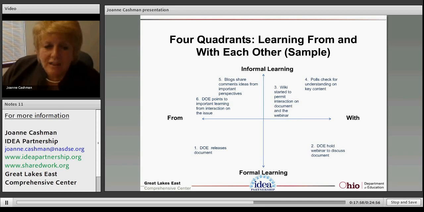Then let's take a look at number four. After looking at this wiki, let's say the department took a look at what came in on the wiki and said, you know what, look at all this stuff that people are putting here about this particular aspect of credit flex. Let's put a poll out there broadly from the Department of Ed to the field and check for understanding on this concept. To what extent do you understand this? To what extent do you think your colleagues understand this? Let's get some feedback from the field.